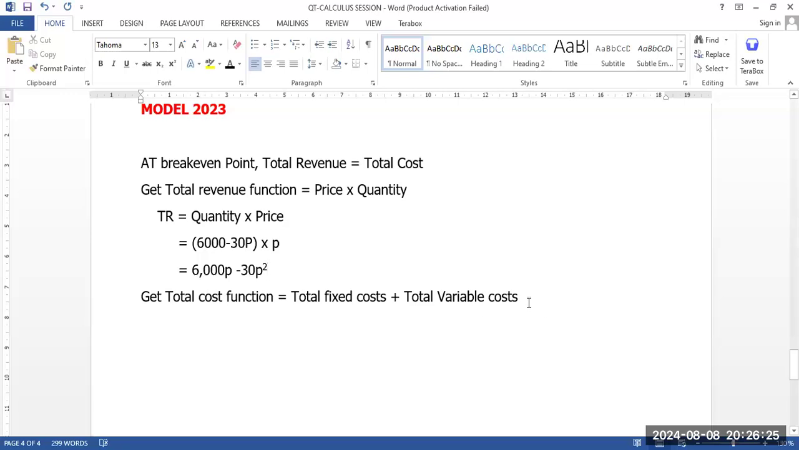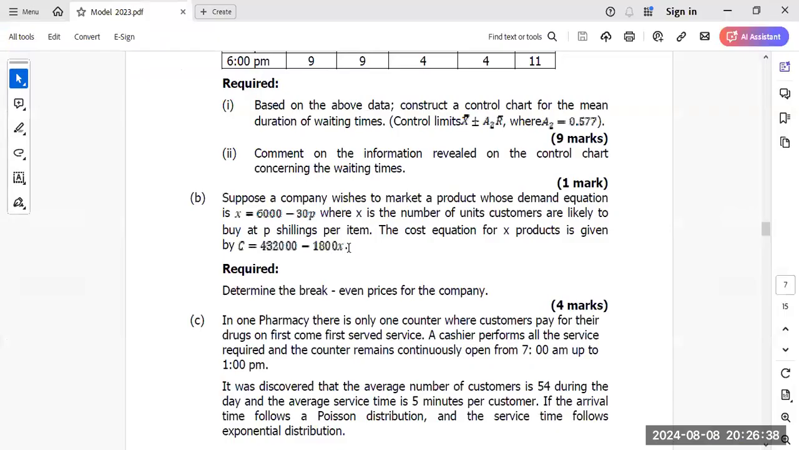What about the total cost function? The total cost function is given in terms of X. Now, every time you're dealing with break-even prices and they have given you something like this, where there is X, just put P. Because you want to express all functions in terms of P. So here where you have X, put P. So it will be what?